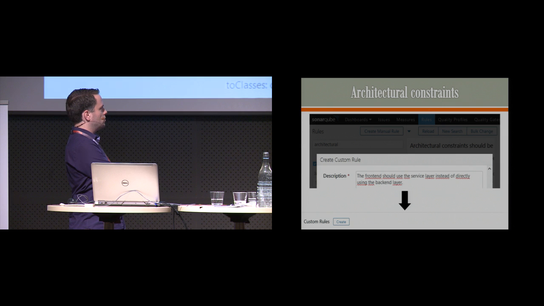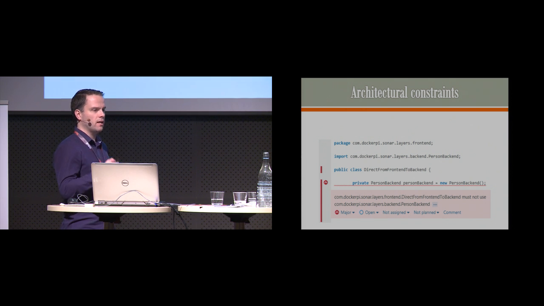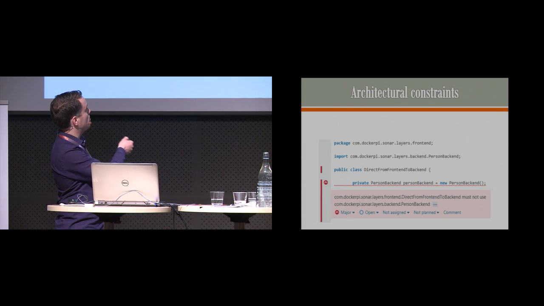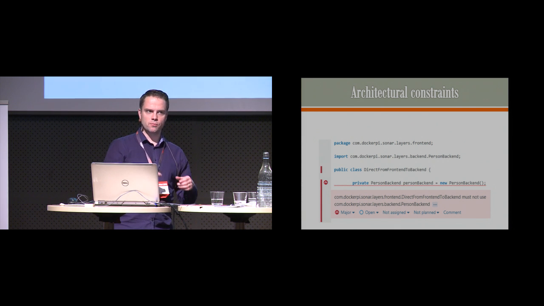So what we do here is we simply say, okay, all classes that are in the front end package are not allowed to use any class in the back end package. And if that rule is effective, you immediately and automatically get these violations in your code. So here it's saying we're in the package front end, and we're clearly using something out of the back end package. So that can help you to make sure that people don't skip layers in your application.